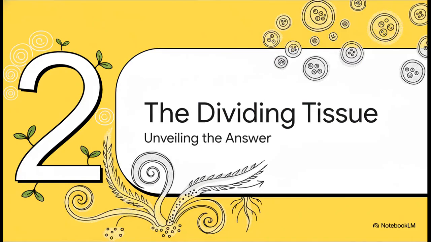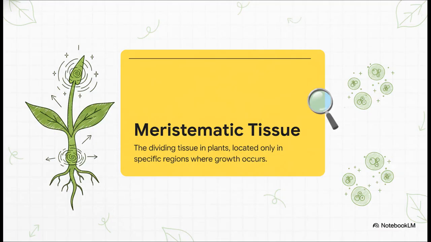Well, the answer lies in a very special group of cells. It's a type of tissue that is completely dedicated to growth. So let's go ahead and unveil this secret. The special tissue responsible for all this growth is called meristematic tissue. Let's say that again, slowly. Meristematic tissue. This is the dividing tissue in plants, and it's found only in the specific regions where growth happens. This is the most crucial point to remember. Unlike in animals, growth doesn't happen all over the plant body, only where this tissue is present.